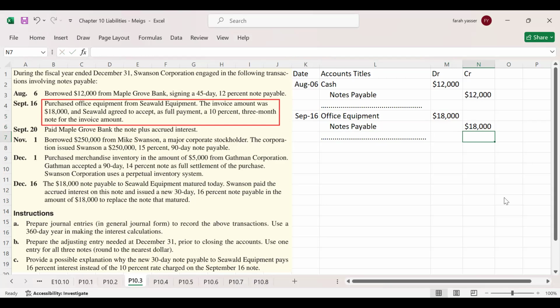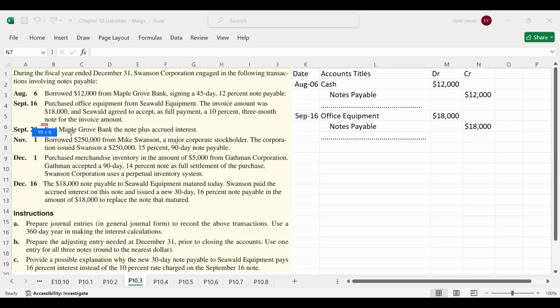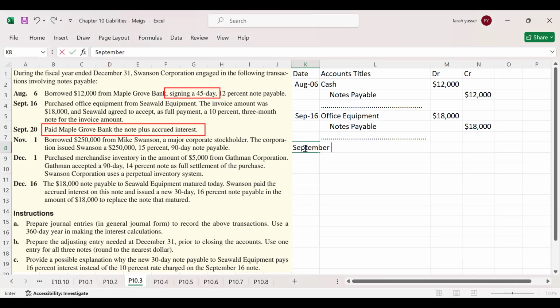The next transaction is on 20th September. Maple Company paid Group Bank the note plus interest accrued on it. On August 6th, the note payable was for 45 days. So after completing 45 days, the company will have to return this amount, including the interest on it. So on September 20th, notes payable is a liability, and as the company is returning it, it should be on the debit side.